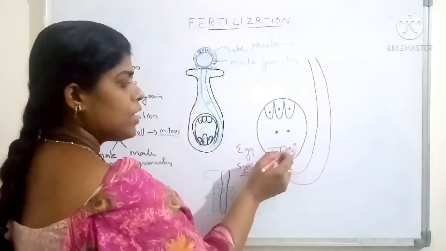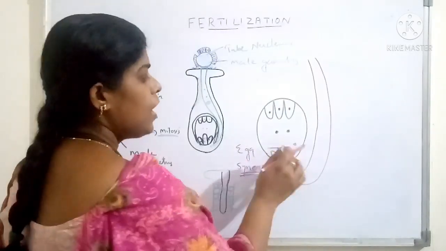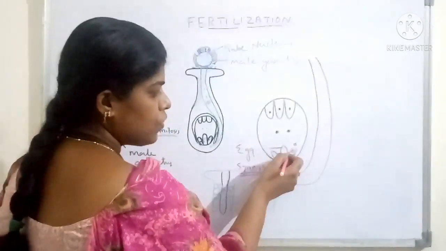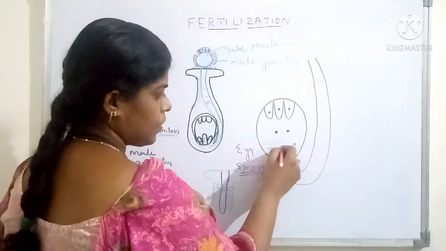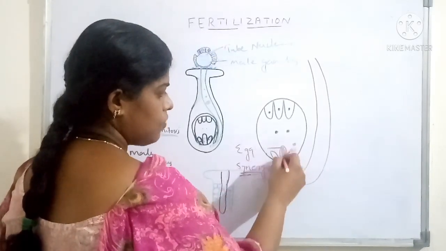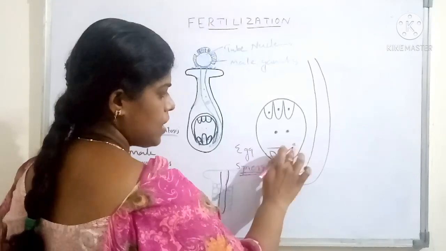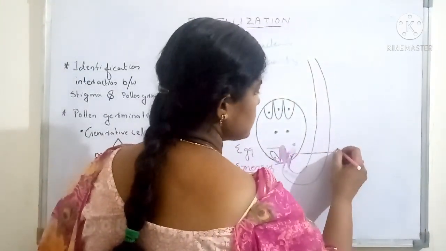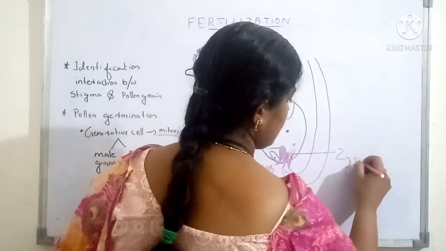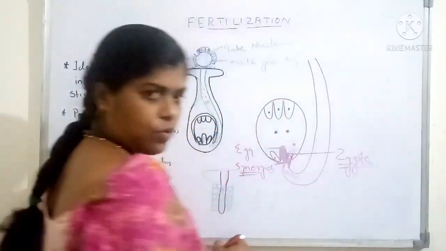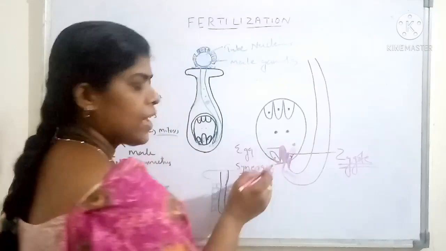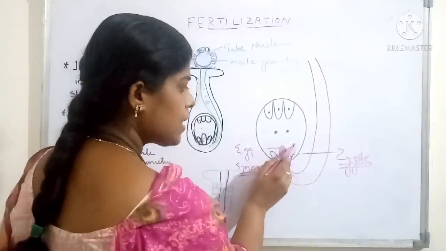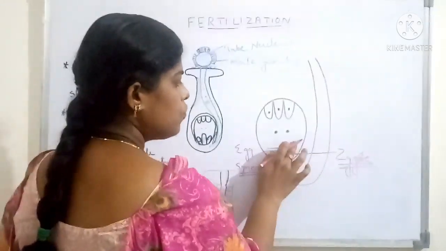Now the male gametes are there in the embryo sac, and one of the male gametes will fuse with the egg. One of the male gametes is fused with the egg, and it will form the zygote. So the first fusion has happened, and the second male nucleus will move to the center.